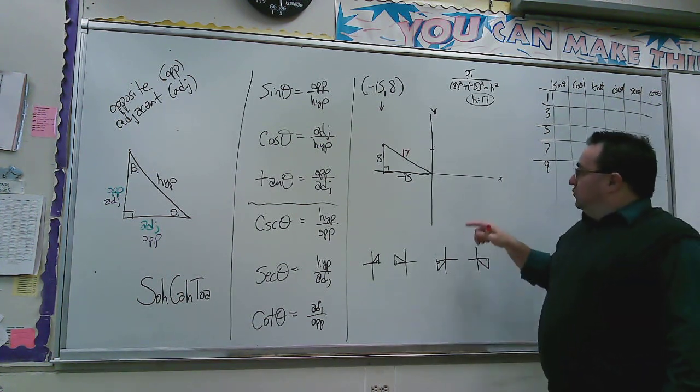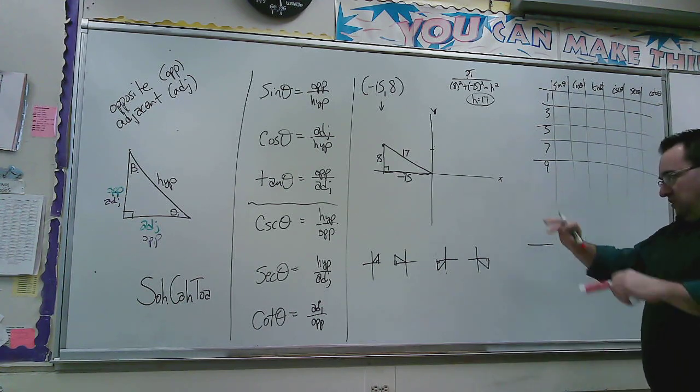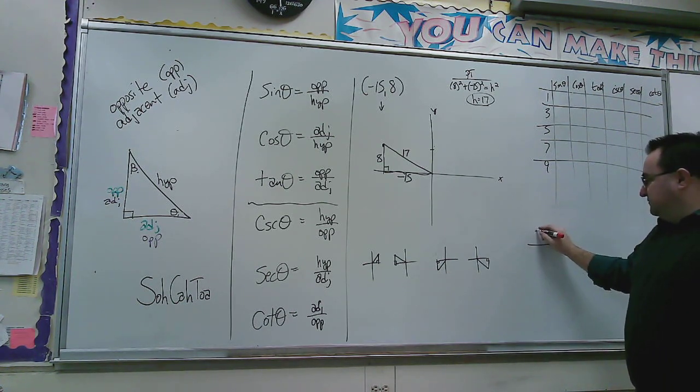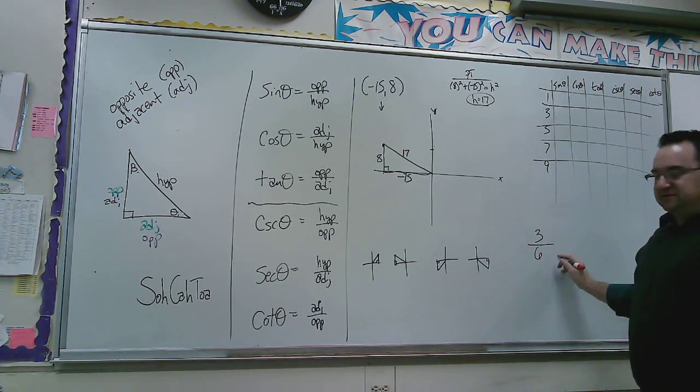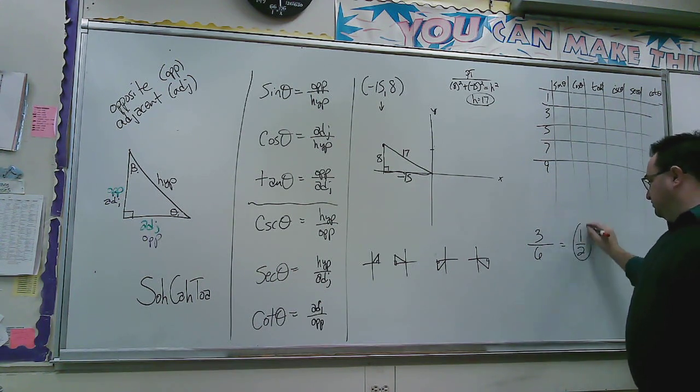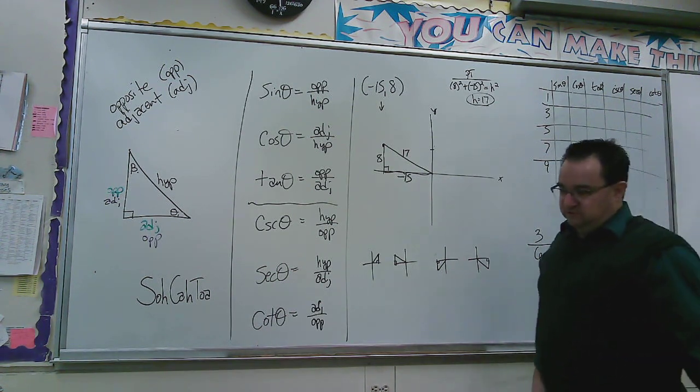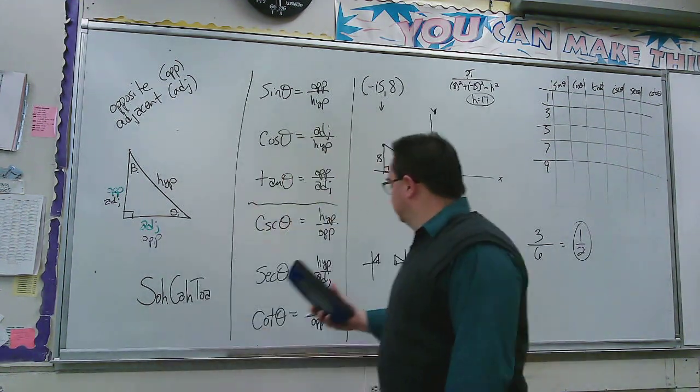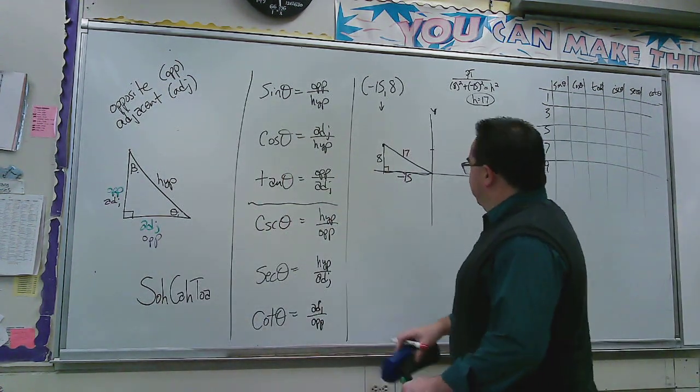And by the way, when you have a fraction, let's say you won't in this one, but let's say you get opposite as 3 and hypotenuse is 6. If you can reduce it, you should always reduce it. If you don't reduce your fractions, I'll take off a quarter point. All right, but let's get back to our main problem.